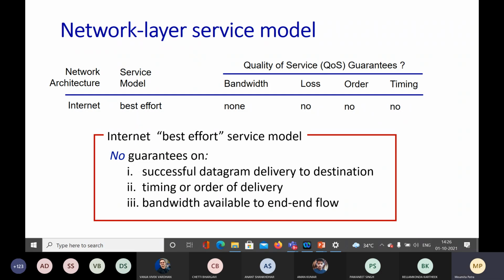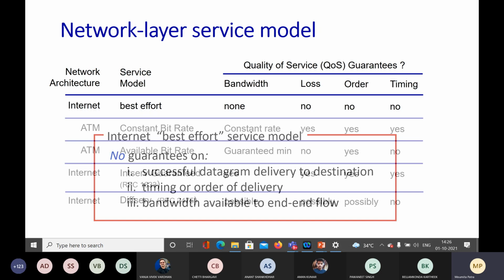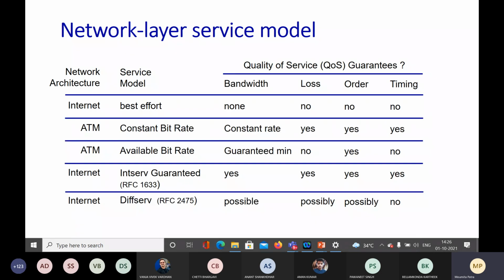Okay, so there's no guarantee that the best effort service model provides, but in the internet, best effort service is the one that is mostly used. Now we will see some other network architectures which provide different service models. As we know, the internet uses the best effort service model and gives no QoS guarantees.